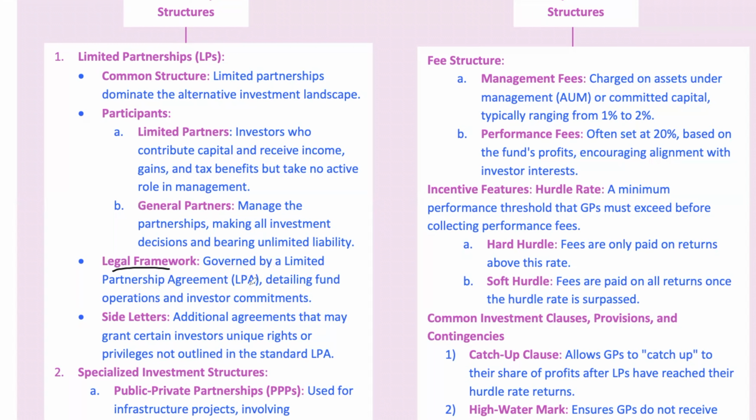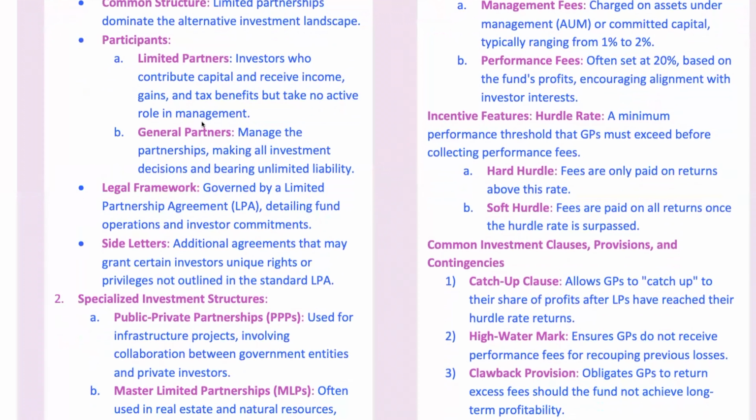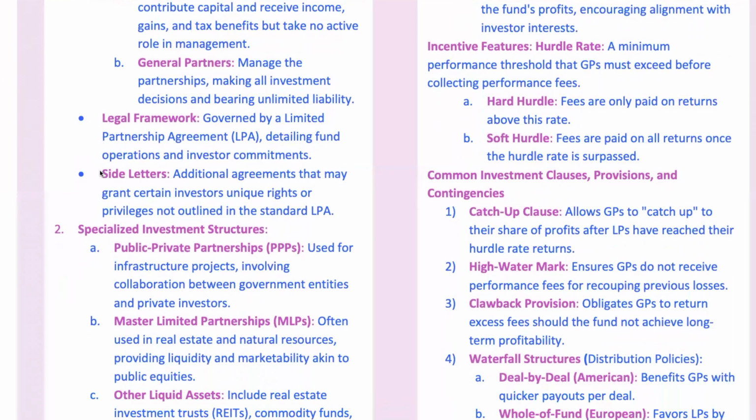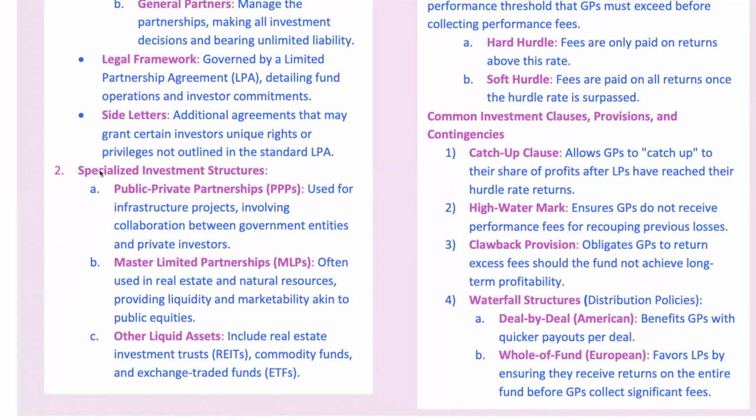This is the legal document that lays out all the rules: how capital is drawn down, how profits are split, how long the fund runs, and so on. But here's a fun twist. Sometimes GPs and certain LPs strike side deals called side letters. These are private agreements that grant special terms, maybe early access to information, better fee structures, or co-investment rights. Think of it like backstage passes for your VIP investors.